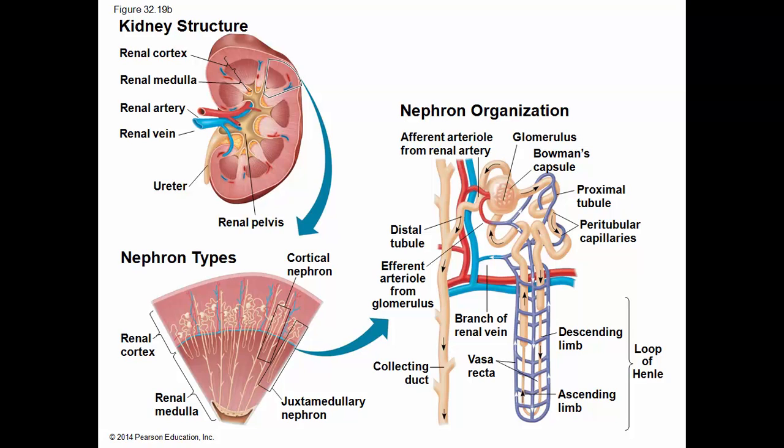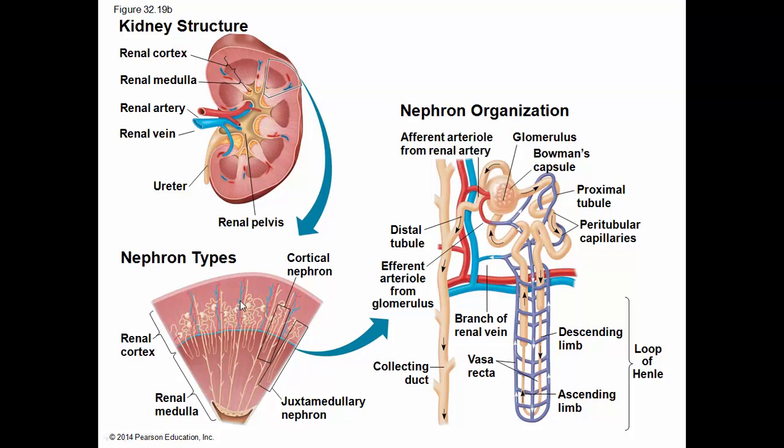Okay, I think I'm going to go into these slides in greater detail here. If not, we'll backtrack. But this is the kidney structure. The outside of the kidney is called the cortex. The inside is called the medulla. There's the renal artery and the renal vein, and then there's the ureter, which collects urine and transports it to the bladder.